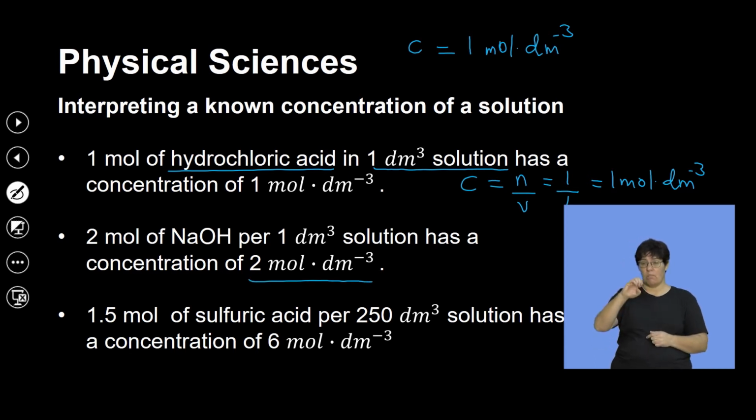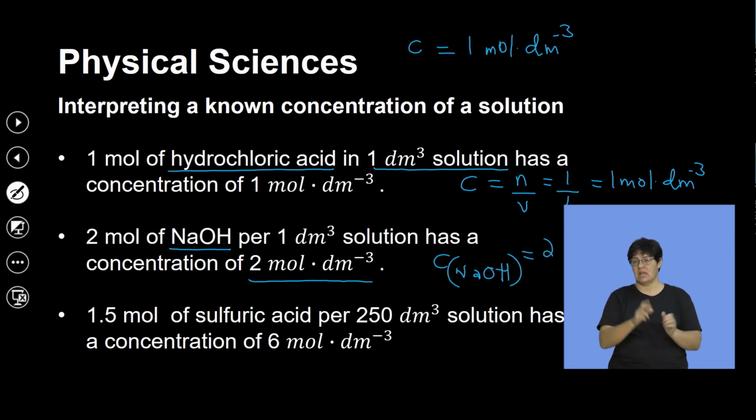Let's take a different substance for argument's sake. Let's say sodium hydroxide. If the concentration of sodium hydroxide is equal to 2 moles per cubic decimeter, what does this mean? It means that there are 2 moles of sodium hydroxide per every unit volume of this solution. Hence, the concentration is 2 moles per cubic decimeter.